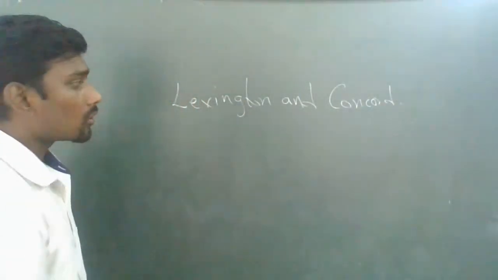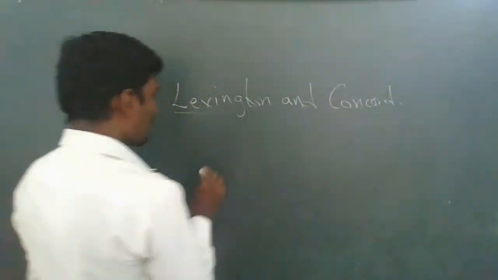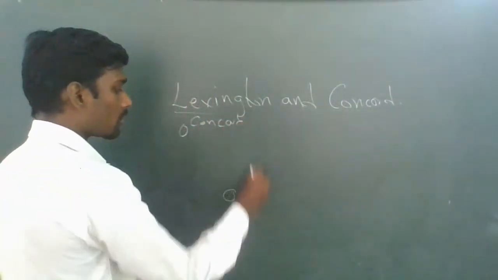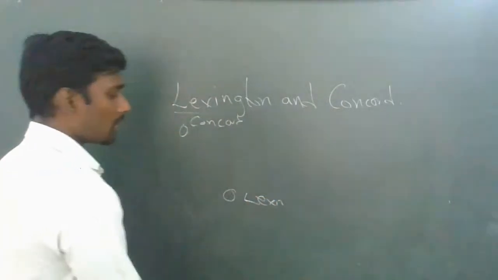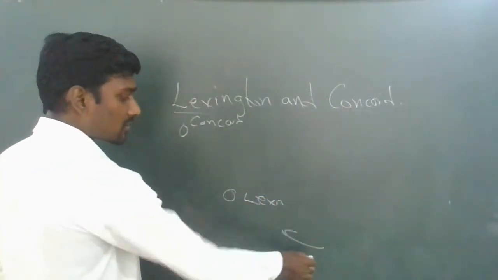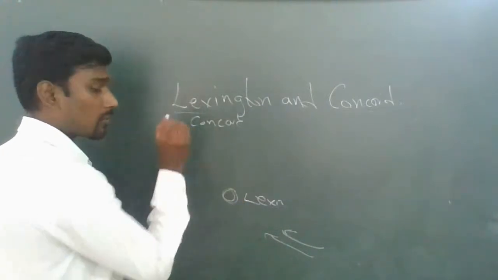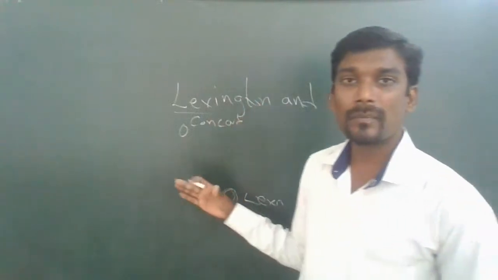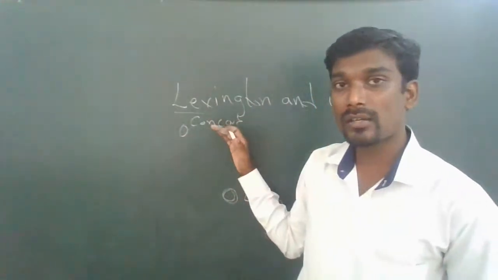Lexington and Concord. So what is this Lexington and Concord? Suppose this is Lexington, and here there is a place called Concord. Okay, this is a place, Lexington. So the British troops, the King's troops, came here. There was news, there was information, that in Concord there are a lot of weapons.